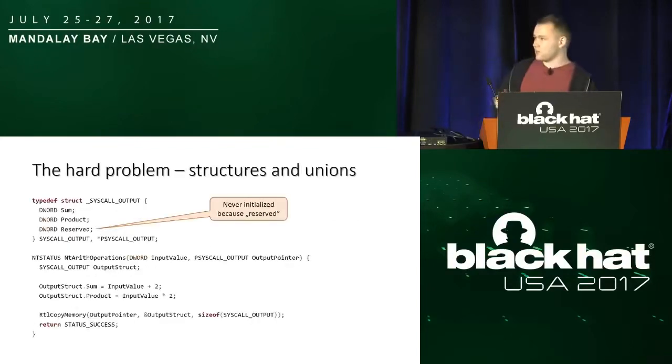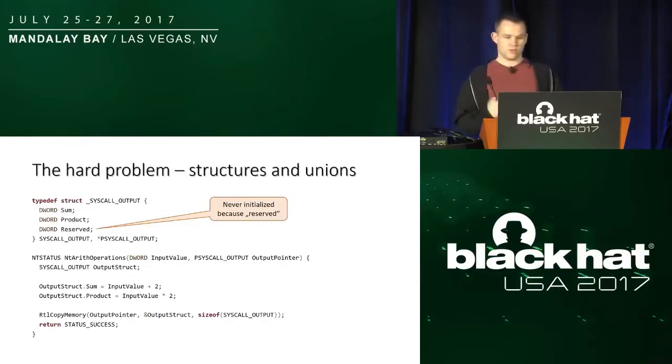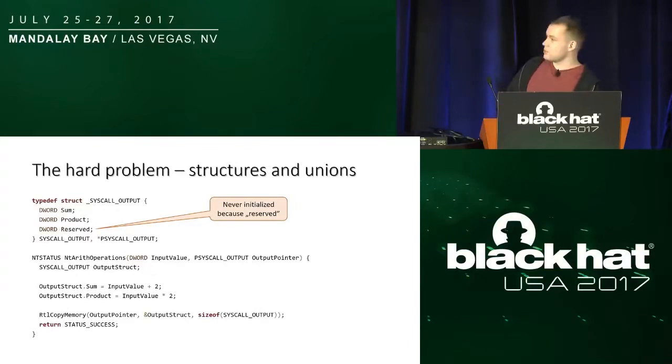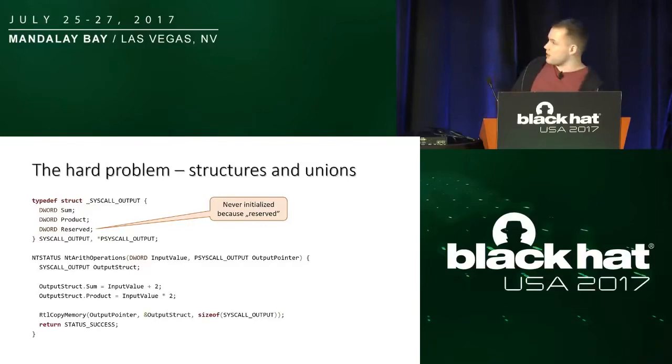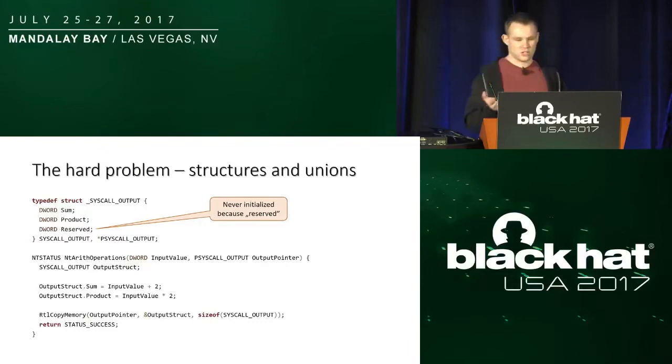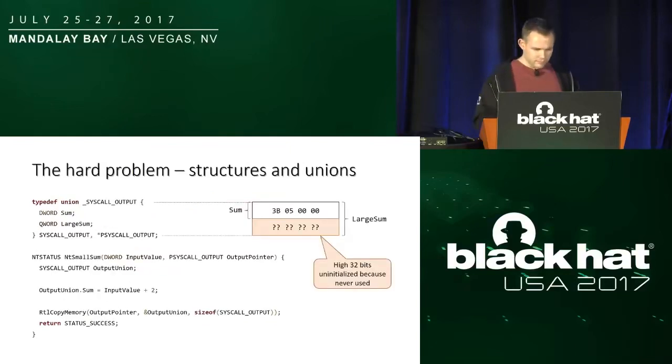So this is not so bad. But we have many other, definitely harder problems. First of all, we have structures and unions, which are used in C and C++. In this example, we have a structure with 3 fields which is used to output some memory to user mode. Two of the fields in this structure are initialized because they are used by the system call, but the third one is reserved, so it's not initialized, kind of by design. But still, it's allocated on the kernel's stack, and it's still output back to user mode. So it's leaking some data within that field.